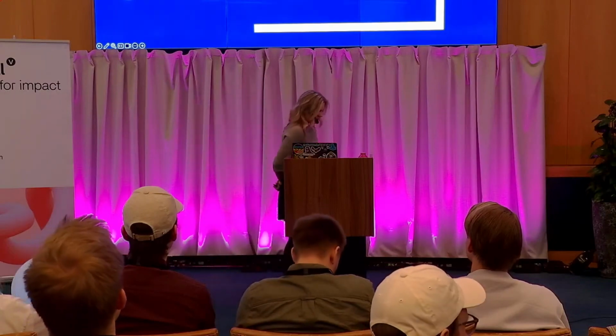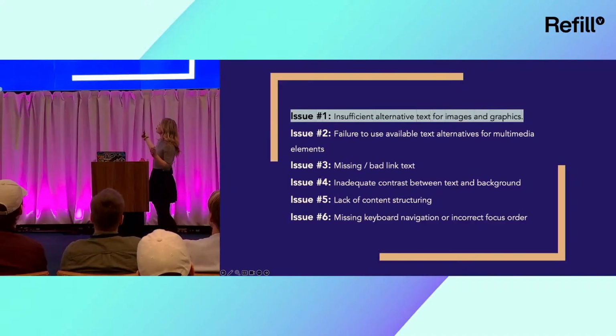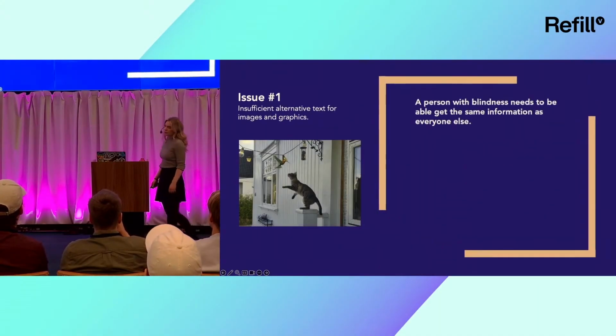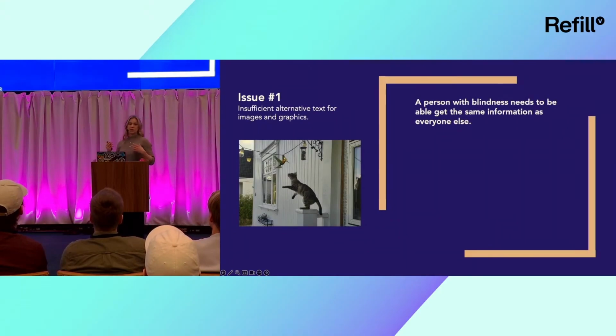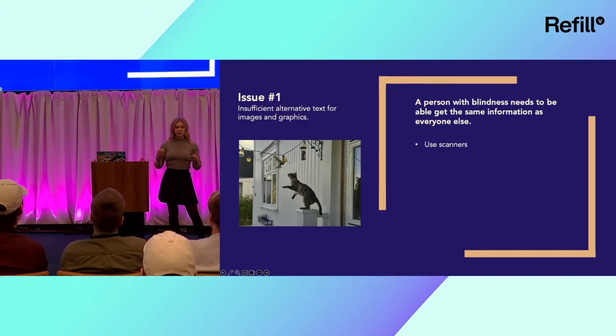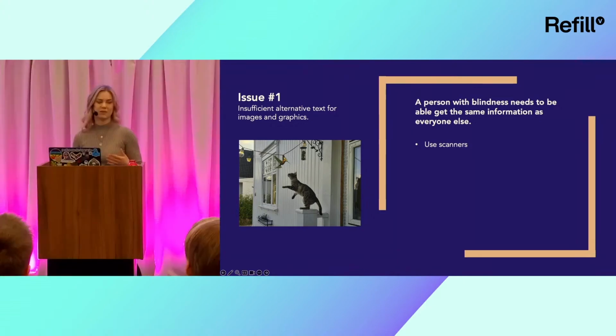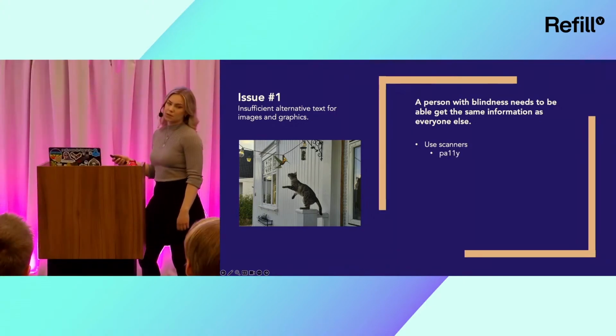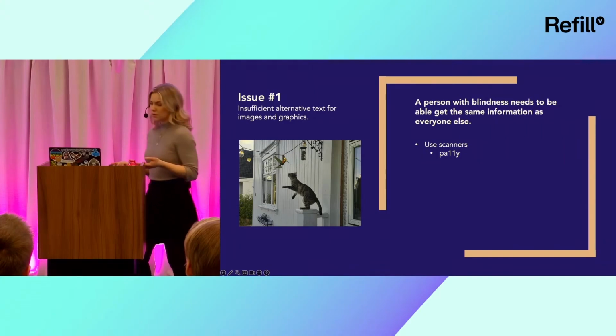Now, let's begin with the list. And these are the technical issues. Issue number 1, insufficient alternative text for images and graphics. A person with blindness or deafness needs to be able to get the same information as everyone else. To detect some of these problems, you can use a scanner. A scanner will help you with a lot of these technical issues, but not all of them. And I'm trying not to repeat myself too much, so I will just give you one recommendation for an accessibility scanner I use a lot, and that's Pally.